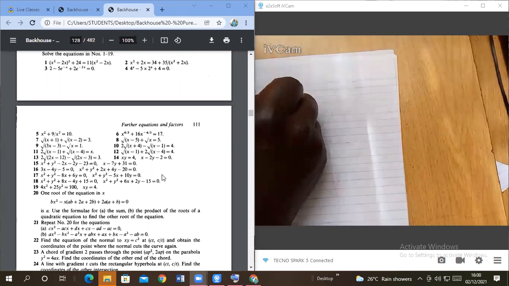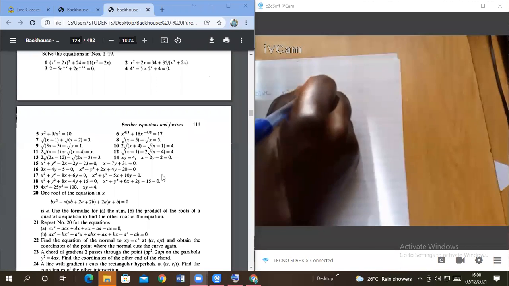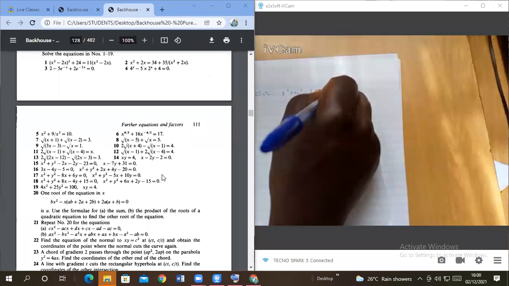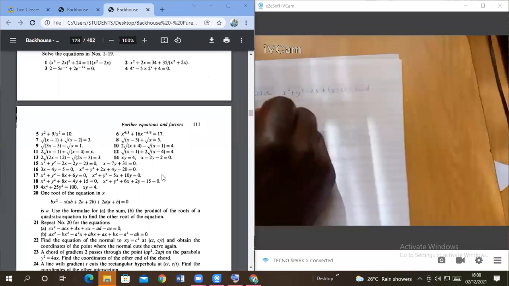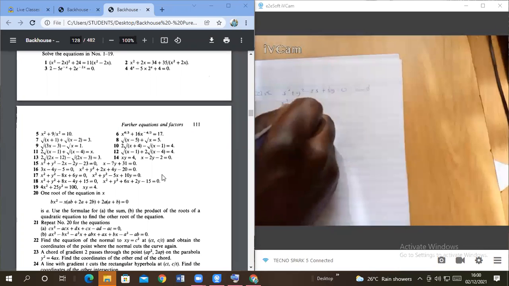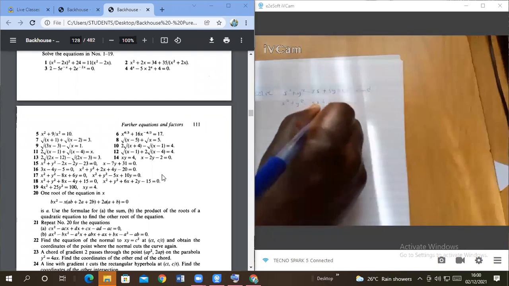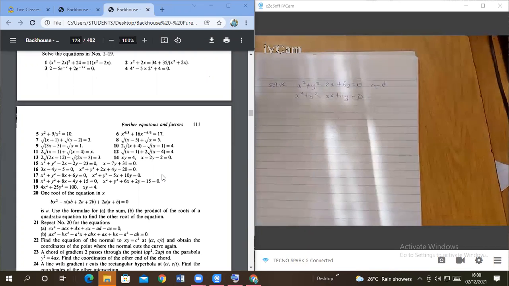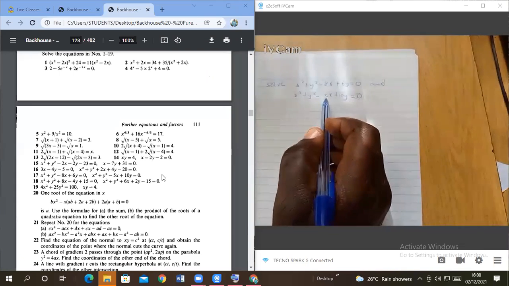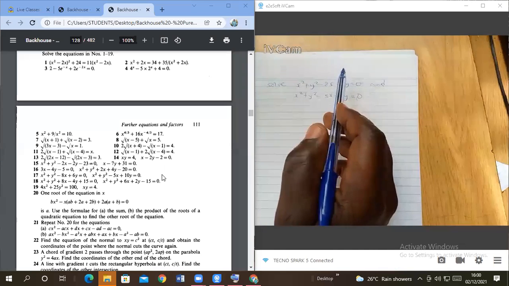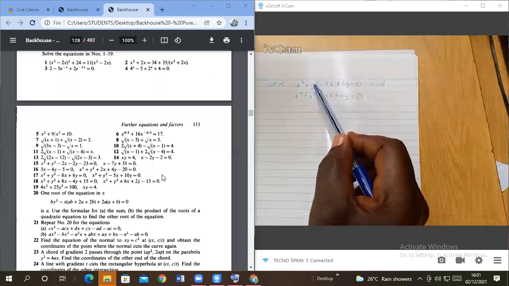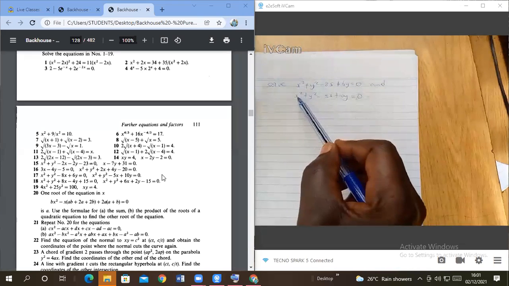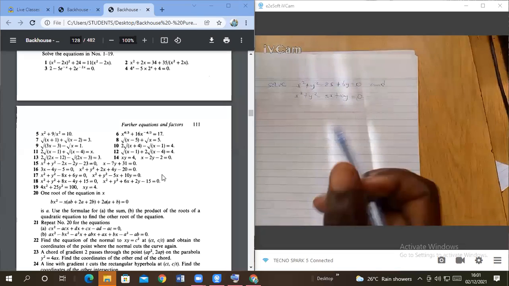We are to solve x squared plus y squared minus 8x plus 6y is equal to 0, and x squared plus y squared minus 5x plus 10y is equal to 0. So what's the first step here? We subtract. Are these equations of two circles? Yes, these are equations of two circles. To know that, the coefficients of x squared and y squared should be the same. So we subtract.